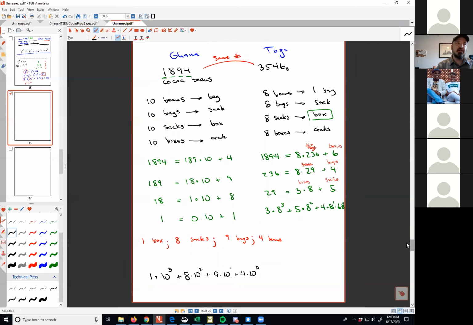We just converted from base 10 to base 8. Was that quick, or did it take a long time? It took quite a long time.